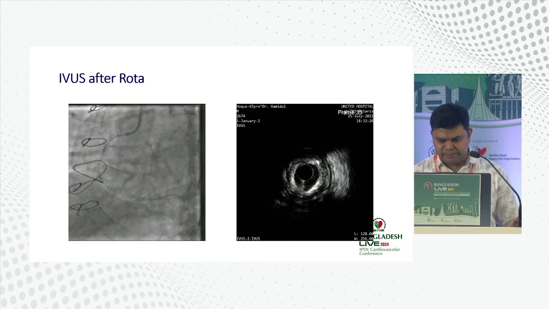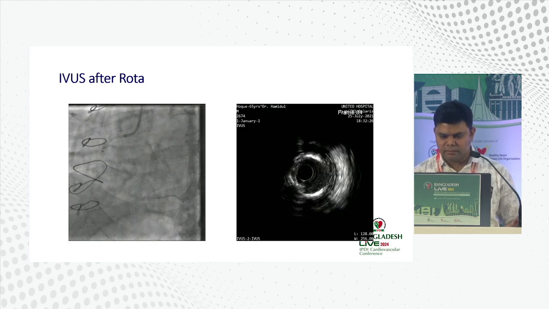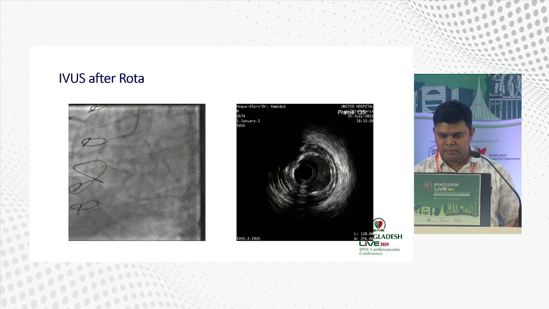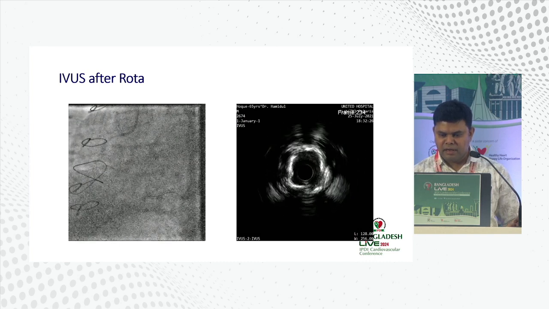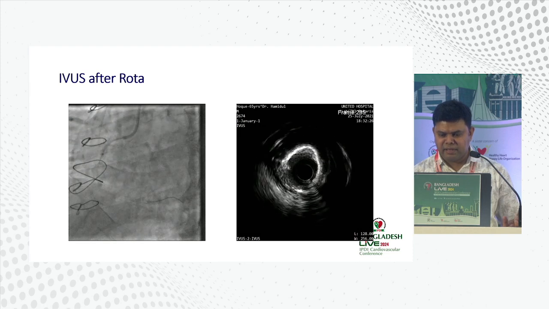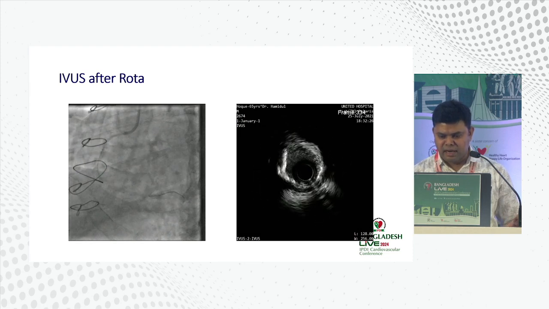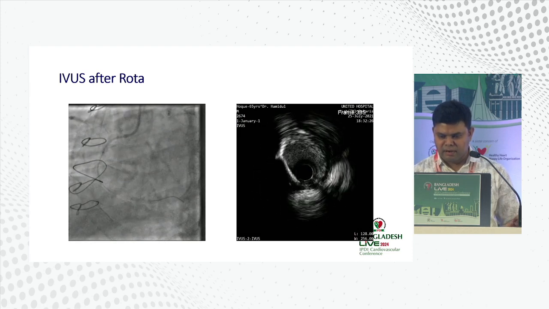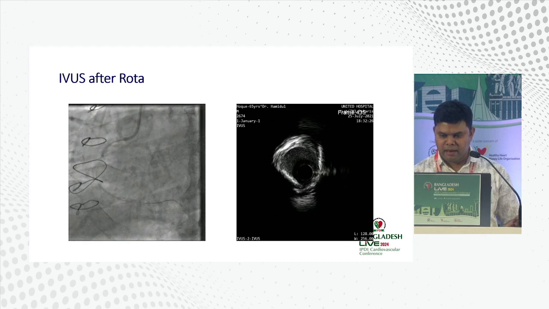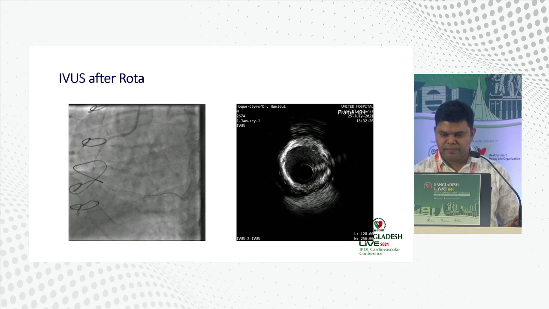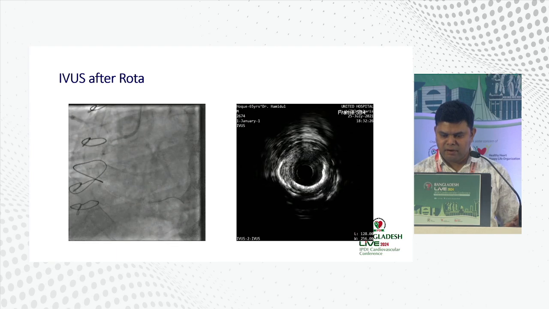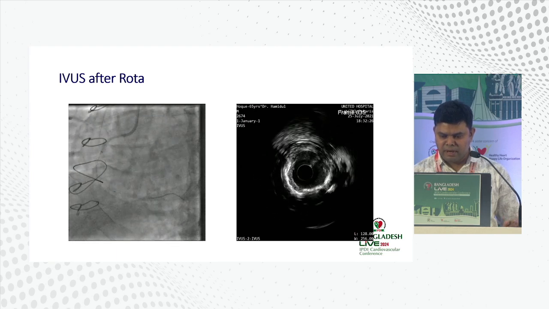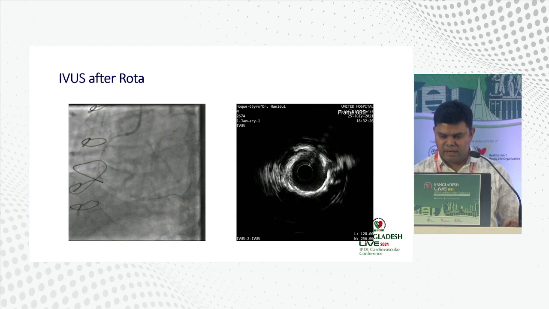You see there is calcium, thick superficial calcium, and there is cracking. You see there is cracking of calcium, and you see there is a crack.